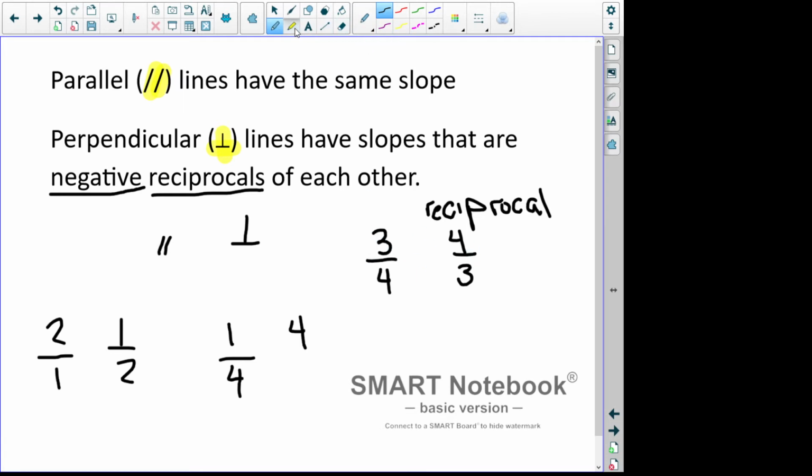But in order to be perpendicular, they can't just be the reciprocal, they have to be the negative reciprocal. So the sign of that number has to be the opposite. So if I had a slope of 3/4, and I had another line that had a slope of negative 4/3, I would know that those two lines are perpendicular to one another.